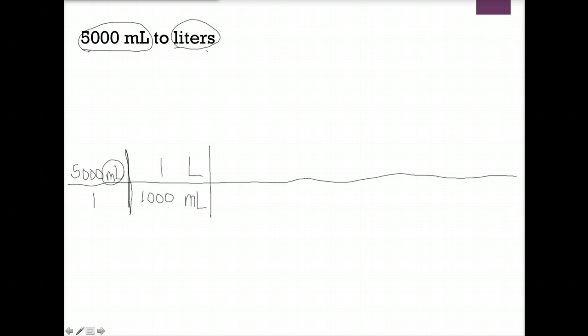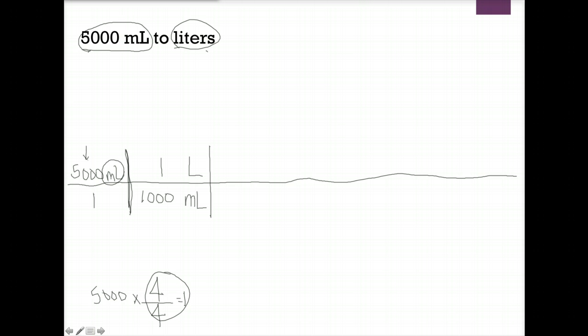Now, this isn't going to change this value of 5,000 because essentially what we're doing is multiplying 5,000 by 1, because a liter is the same thing as 1,000 milliliters. It's like saying 4 is the same thing as 4. Okay? And if we multiply 5,000 by that, well, 4 over 4 is the same thing as 1.